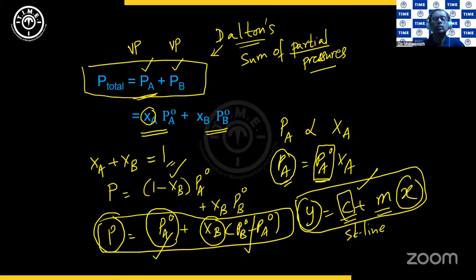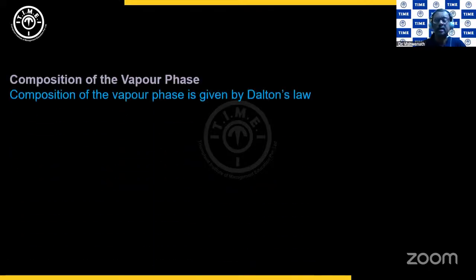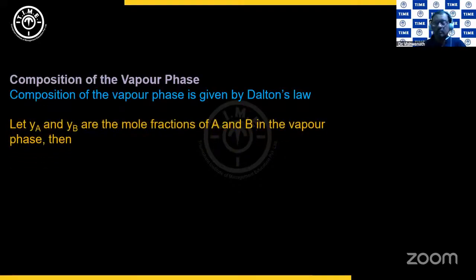Now we'll move on to what is the composition of the vapor phase. You know that the composition of the vapor phase is given by Dalton's law. How? Let us say that YA and YB are the mole fractions of A and B in the vapor phase. You know that XA and XB are the mole fractions in the liquid phase.